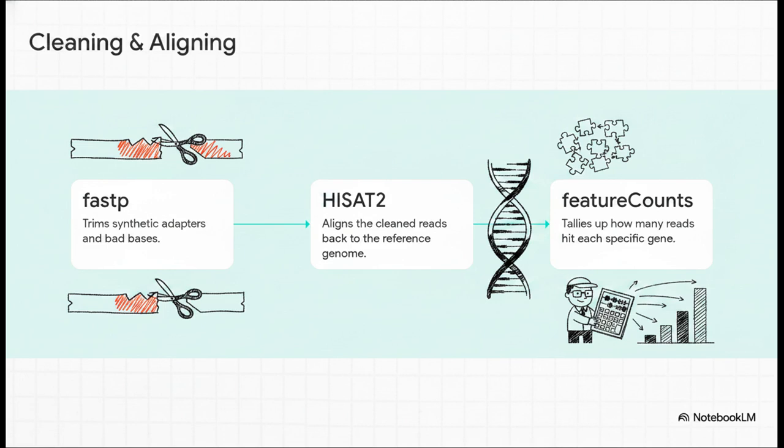Next, we bring in an aligner, like HISAT2. Think of this tool as an expert puzzle solver. It takes our millions of tiny, cleaned-up RNA puzzle pieces and maps them against that massive master reference cookbook to find exactly where they belong. Finally, a tool called featureCounts acts as our accountant, tallying up the final score of exactly how many puzzle pieces landed on every single gene.